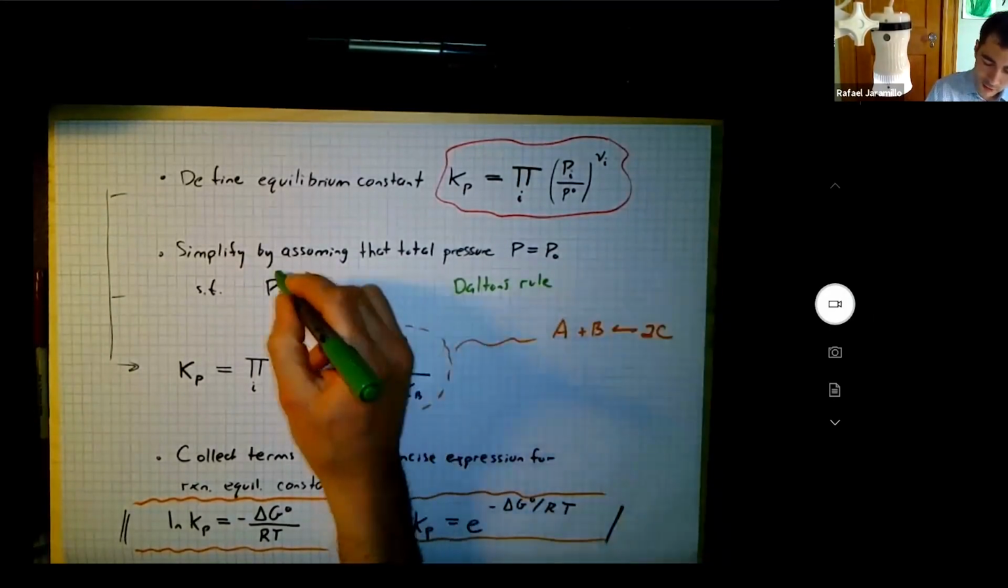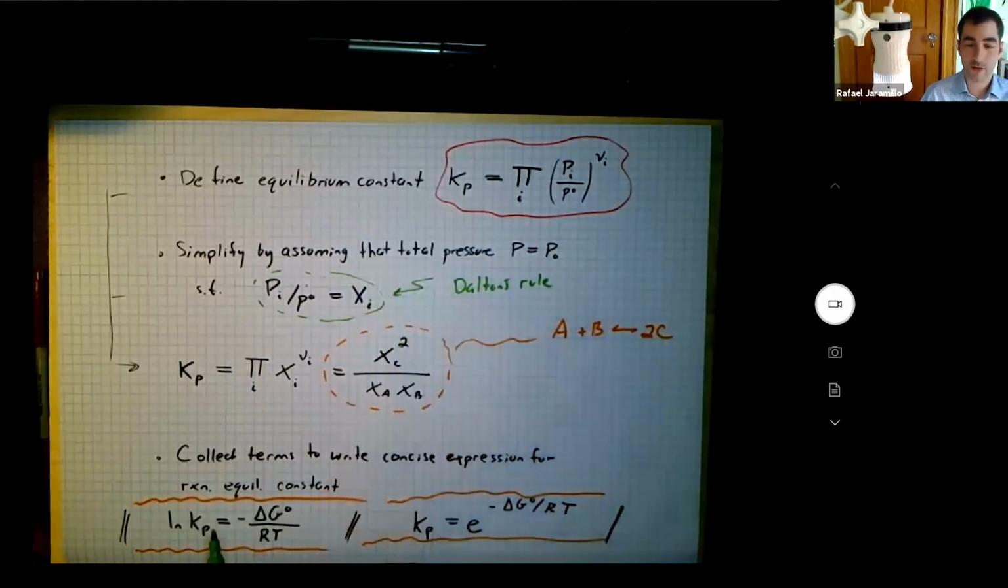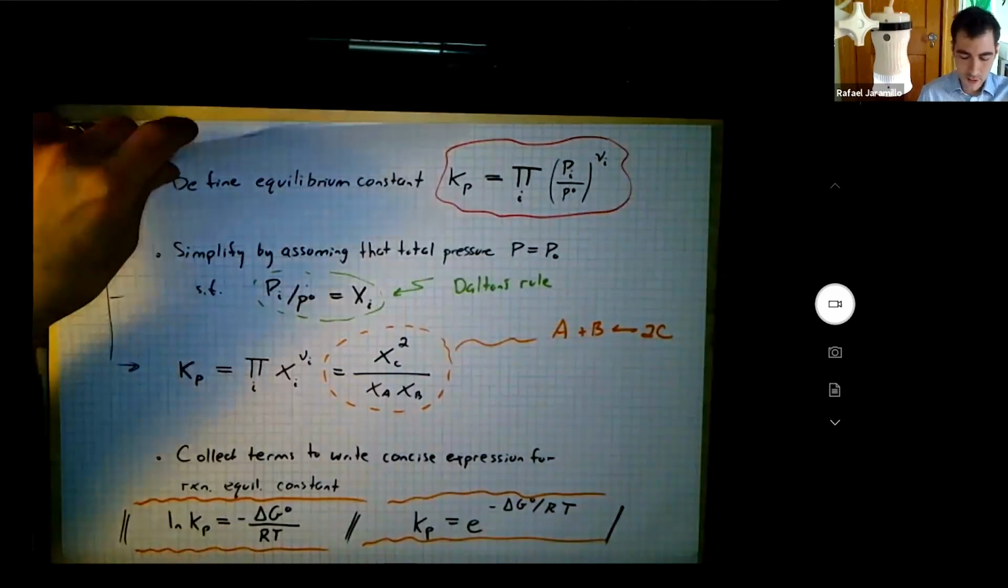First of all, this is Dalton's rule, right? It's almost the definition of partial pressures. So that's Dalton's rule. What mole fractions are we talking about here? That's a great point. So we're not going to do this a whole bunch in this class, but you're set up to do this.